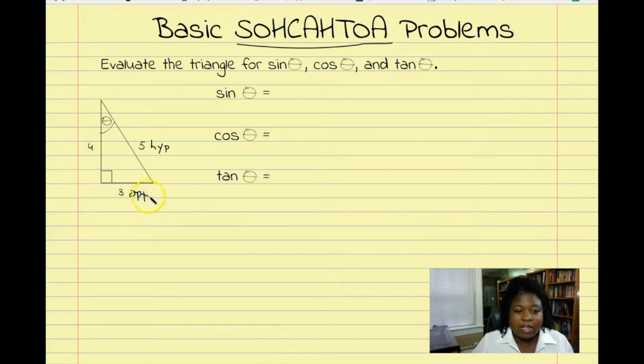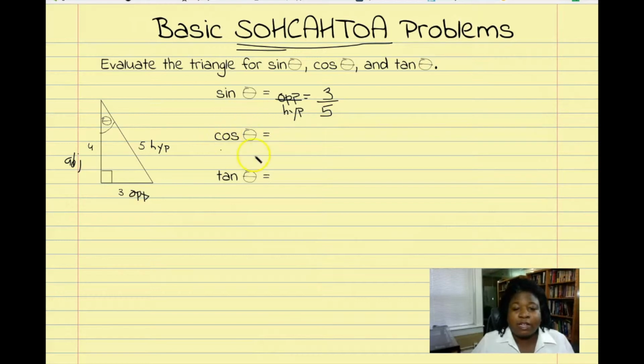And then the side adjacent to theta is right here. It's where the 4 is. And we'll label that ADJ for adjacent. Now, the sine of theta, it's still opposite over hypotenuse, but this time the opposite side is 3. So we still have opposite over hype, but op is 3 this time. Hypotenuse is still 5.